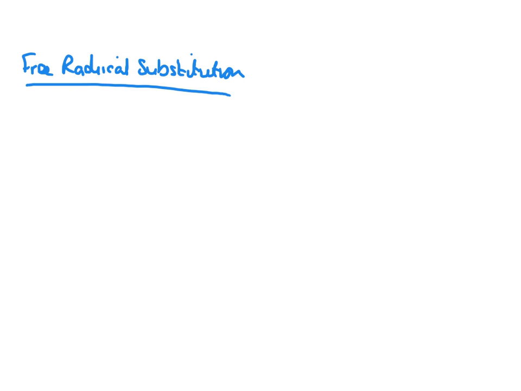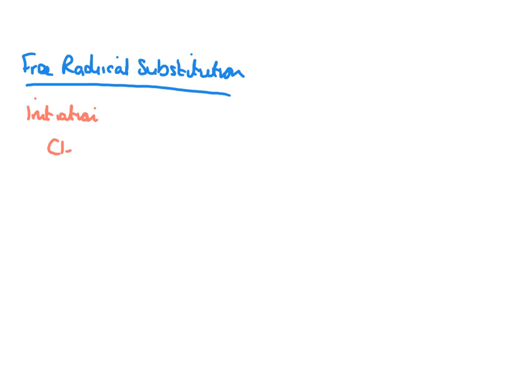Hello everyone, we are going to look at the reaction of free radical substitution for the synthesis of chloroalkanes. Okay, so the first step is called initiation. And this step involves the formation of the chlorine radical.